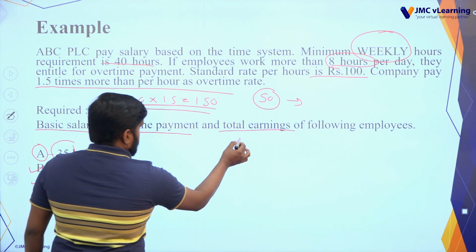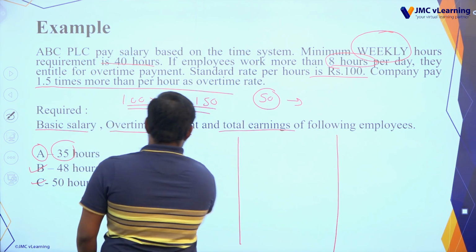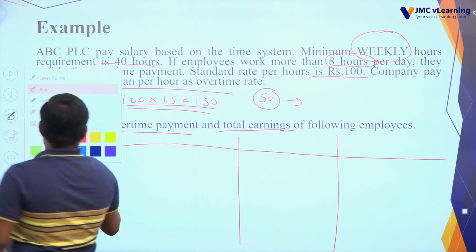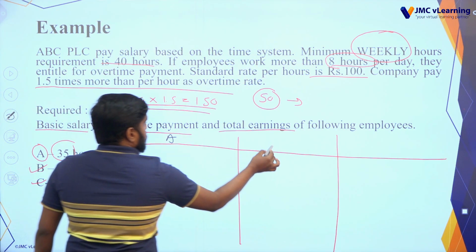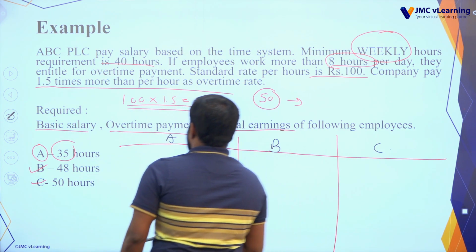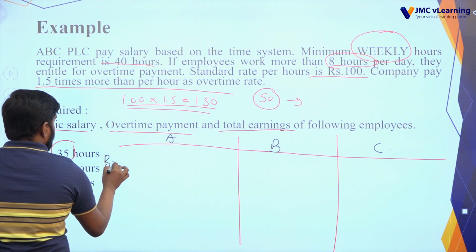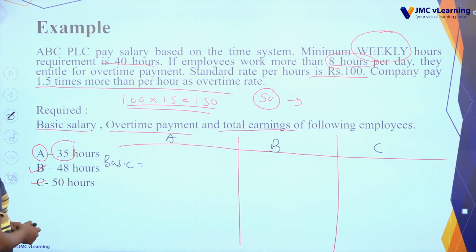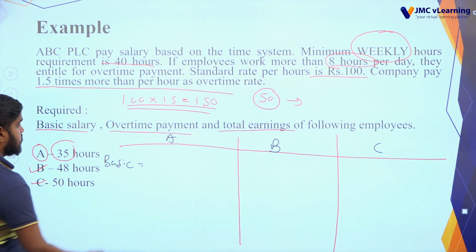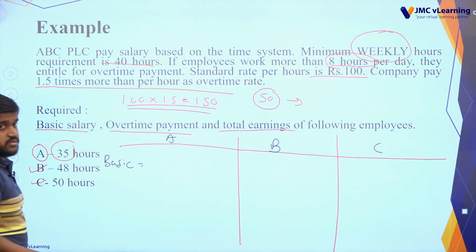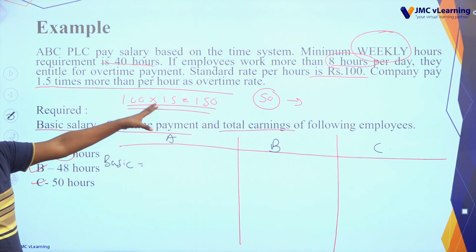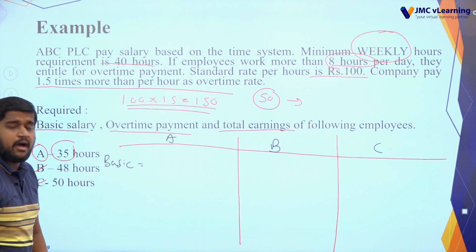Then for A, B, C, first we need to calculate basic salary. Then how can we get basic salary? Normally we can get basic salary by multiplying total work hours by the per hour rate. Then what is our per hour rate? It is 100. Normally our per hour rate is 100.